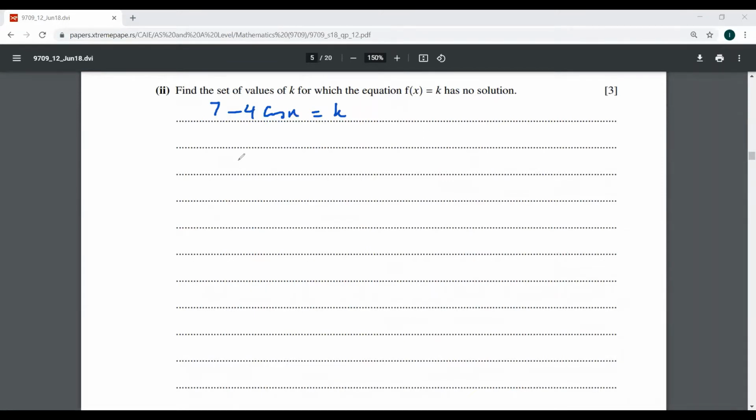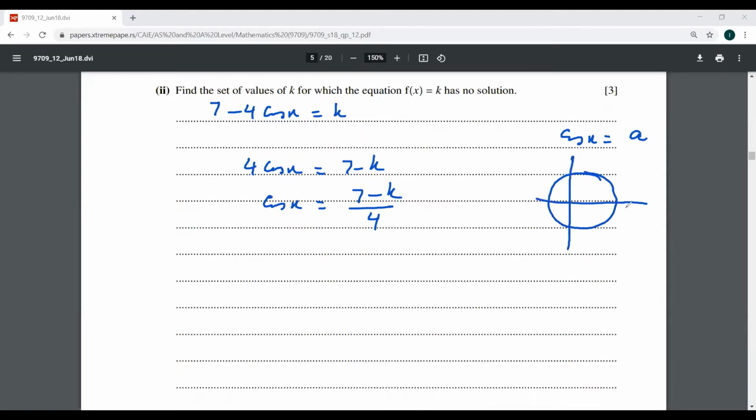So when there is no solution, let me just write it as 4 cos x is going to be 7 minus k. And cos x is going to be 7 minus k over 4. Guys, if you have, for example, cos x equal to a, remember, your cos x is always between what two limits? This is 1, 0, minus 1. So cos x is always between 1 and minus 1 if you want to have the solution of it.